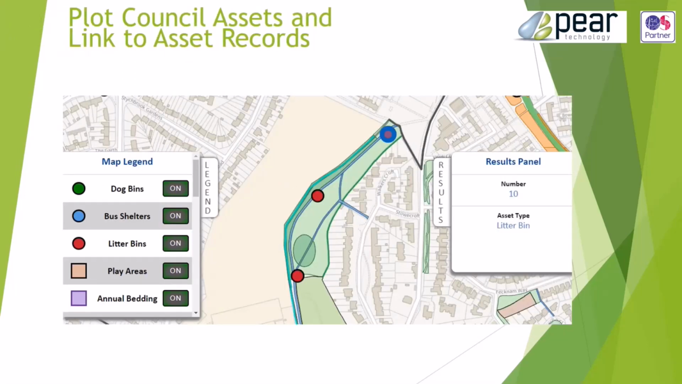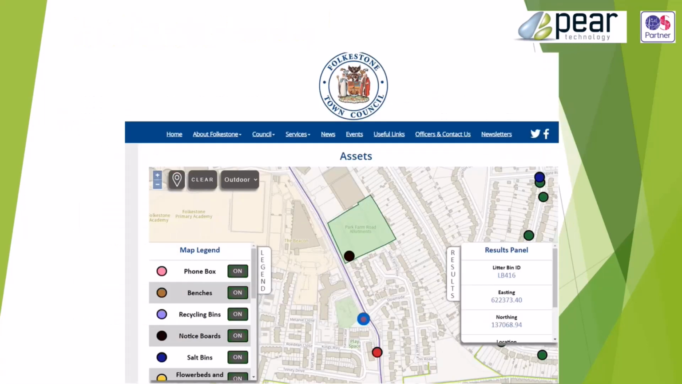So having collected the data, here we've got some council assets. The data has been collected. We've put this on the map and we've published that map to a website to make it accessible to all. In this particular case, we've selected a rather exciting litter bin. Next slide, please.